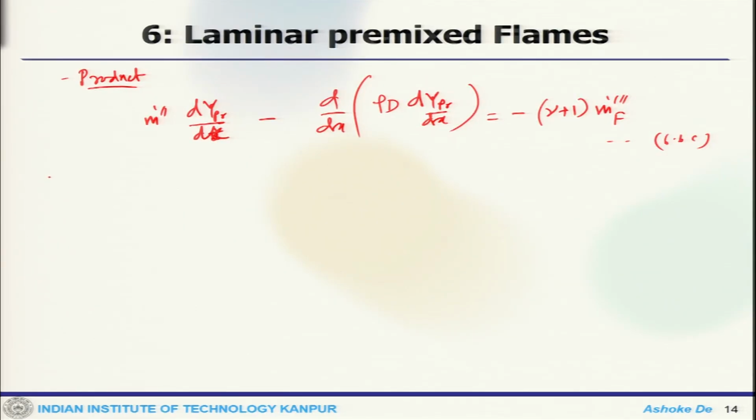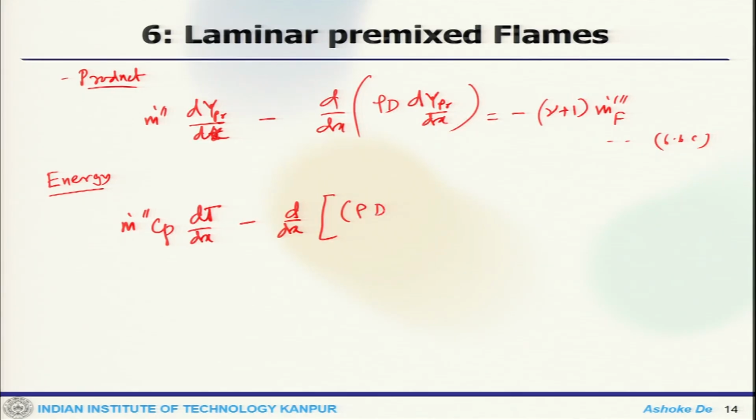Now, we will write the energy conservation equation, which is m dot Cp dT/dx minus d/dx of rho D Cp dT/dx equals minus summation of Hf0 i m dot triple dot i. So, that is the contribution for the species consumption or due to the reaction.